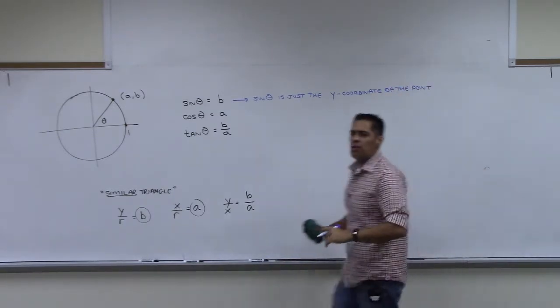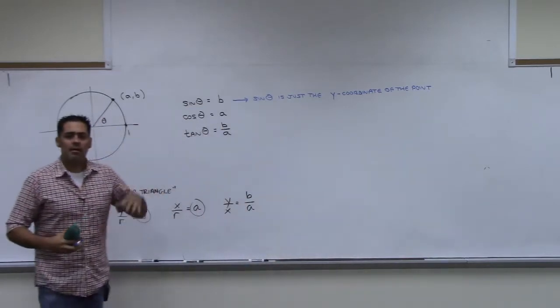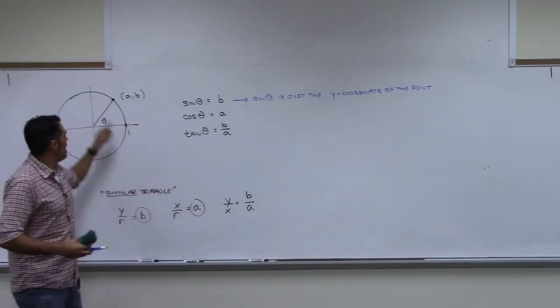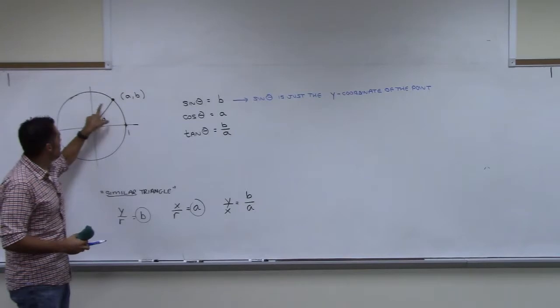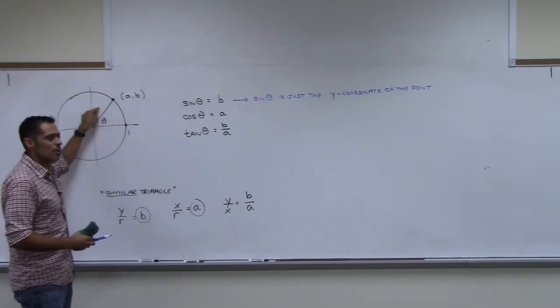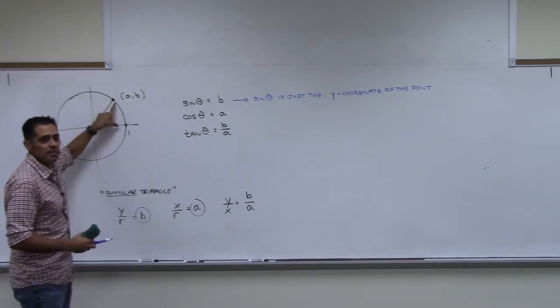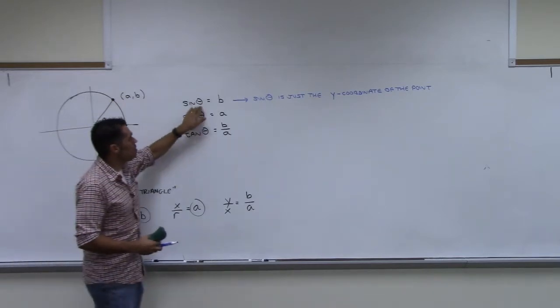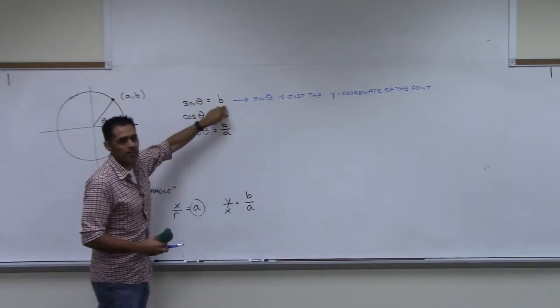See, no ratio, you don't have to worry about opposite over hypotenuse because the hypotenuse is 1, right? So the opposite side divided by 1 is just the opposite side. So sine of theta should just be the y coordinate of the point.